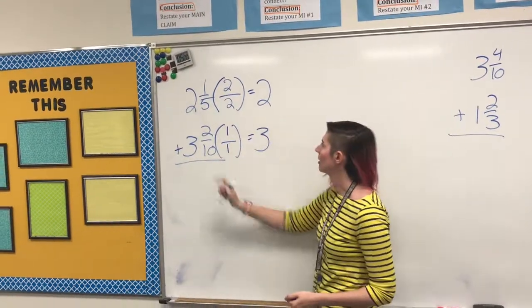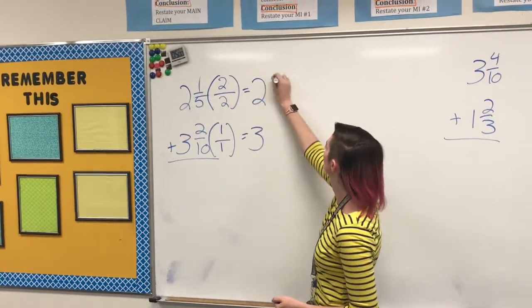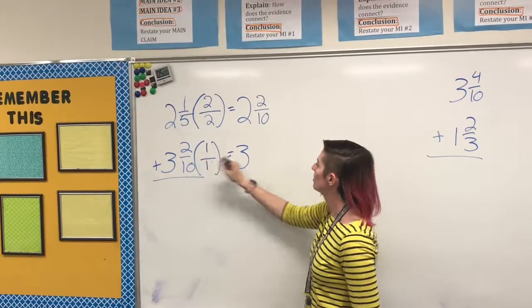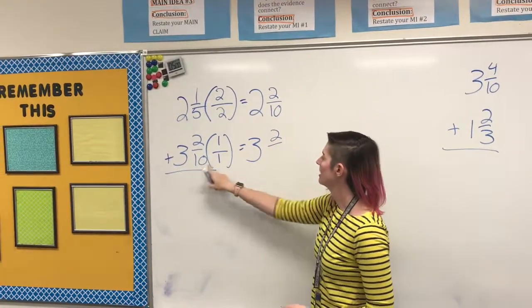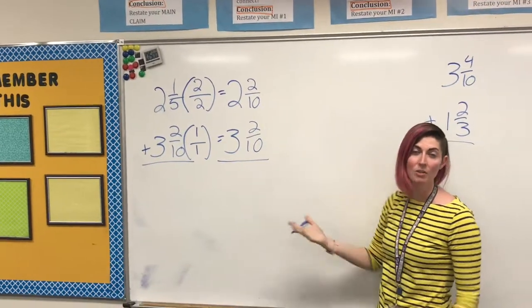Okay, now we're going to go top times top, bottom times bottom. 1 times 2 is 2. 5 times 2 is 10. 2 times 1 is 2. And 10 times 1 is 10. Now that our fractions have a common denominator, we can add.